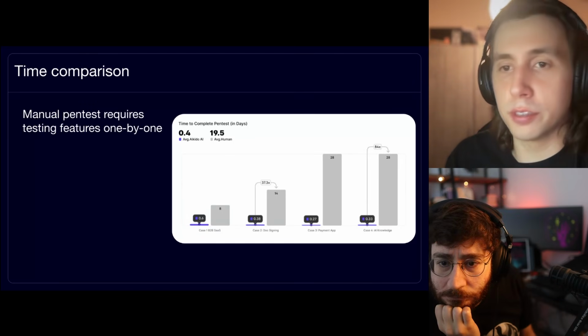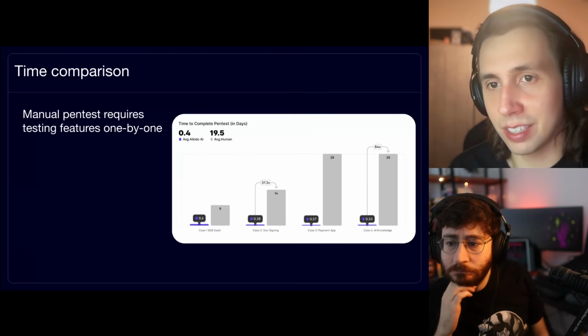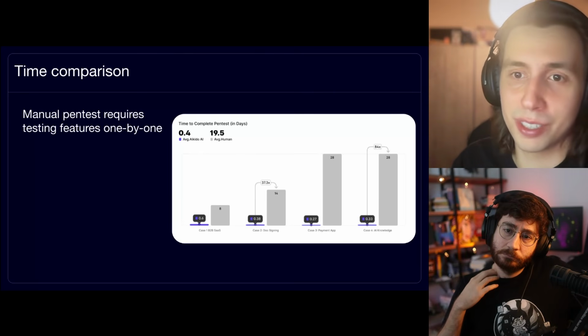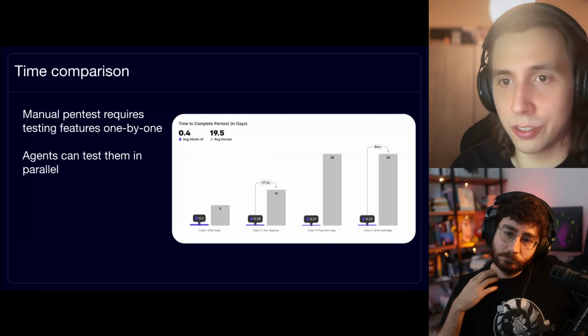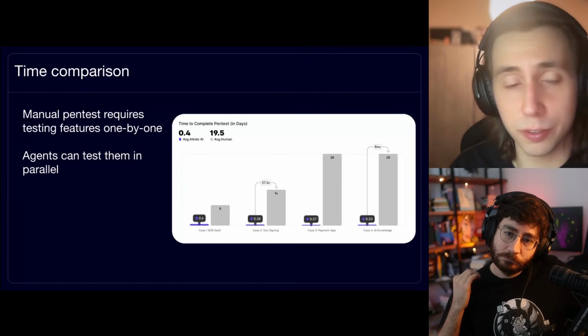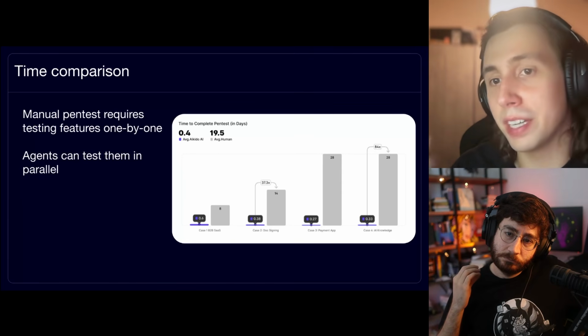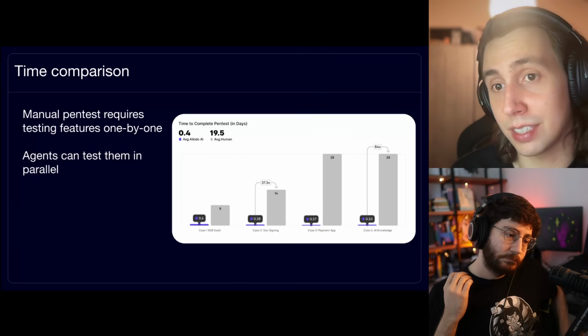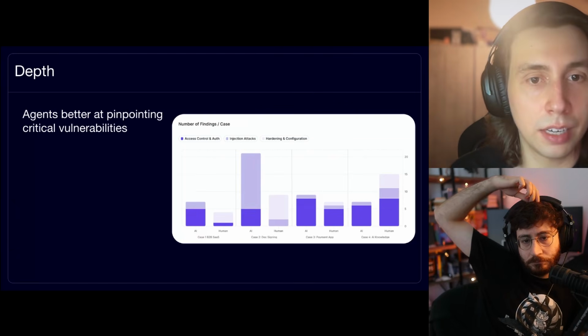In terms of time, obviously a computer is faster than a human, especially when you have 400 agents working in parallel. The agents just do all of the features in parallel. It's much faster. But time is not the main criterion, right? Usually what people want is, can you find all of the issues? And that's the depth part of it.